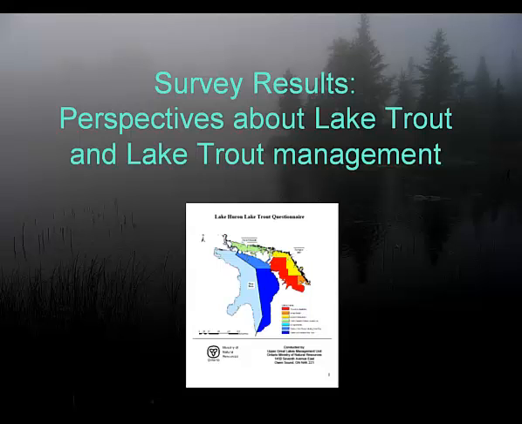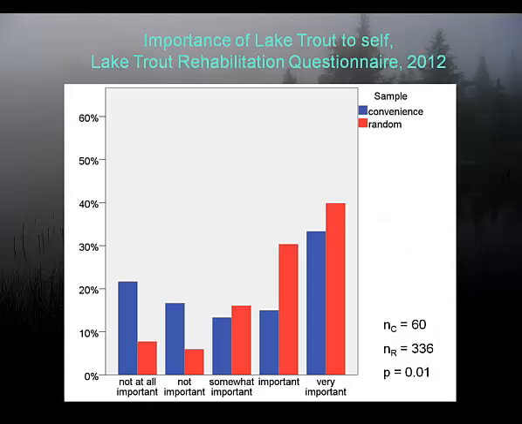So now I'm going to go into some of the results. This is actually the cover of the short questionnaire that we mailed out to them. The first question here is the importance of lake trout to self. So this means the importance to you as an individual. Is it important to you? We can see that it's broken down by the convenience sample. The random sample is down here, with the sample sizes because not everybody necessarily answered all the questions.